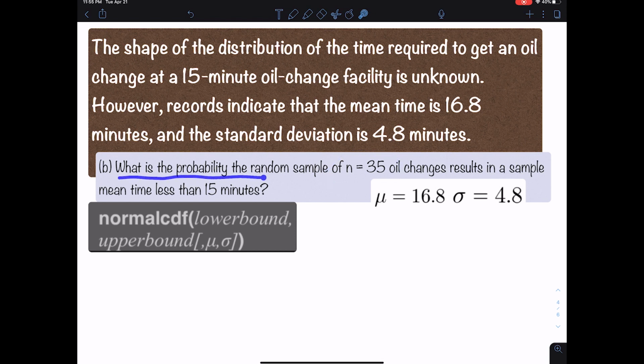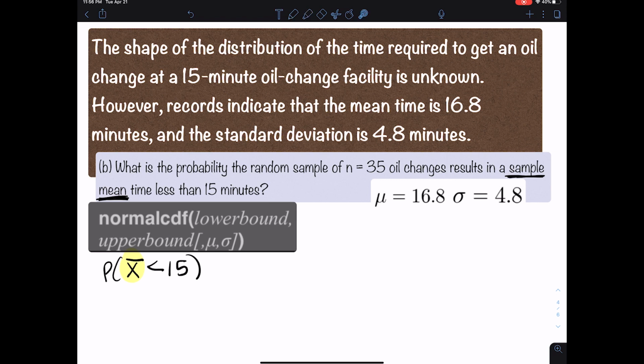What is the probability the random sample of 35 oil changes results in a sample mean time less than 15 minutes? A sample mean, let me underline that. We're talking about a sample mean less than 15 minutes. So what we're trying to find here is the probability that x bar is less than 15. Interesting. Notice that it's a sample mean, right? Well, that's what we need the sampling distribution for.